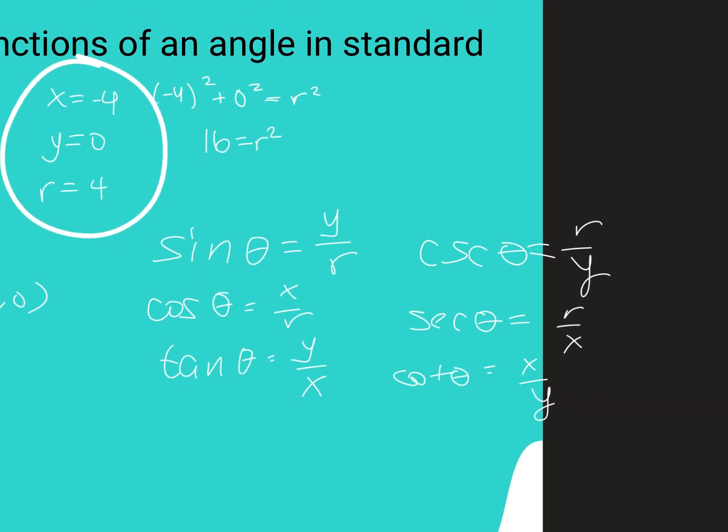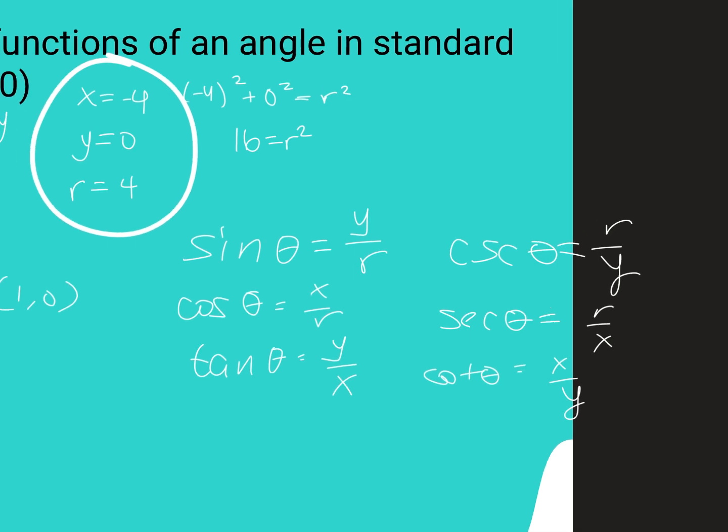So with our information, let's figure out what these values are. Y over R. Put Y over R. What do you get?